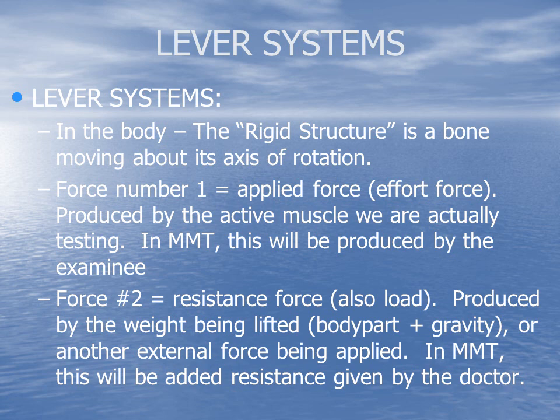In this case, we're talking about the distal forearm, wrist, and hand being lifted by the bicep muscle. So the resistance force is produced by the weight of the body part plus gravity plus another external force that is applied. And in manual muscle testing, the additional external force that's being applied is the resistance that's being applied by you, the doctor.